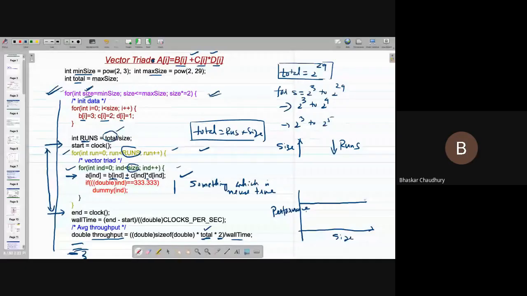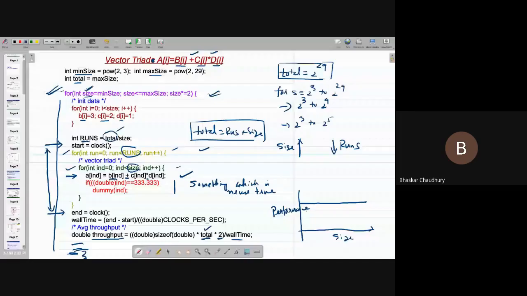Because finally, what is happening is I'm just changing my loops. That's all. But overall, from a programmer's perspective, I'm doing the same number of operations every time. It's just that I'm changing the loop counters. Sometimes this runs loop is decreasing, but this one is increasing correspondingly. So the total number remains the same.